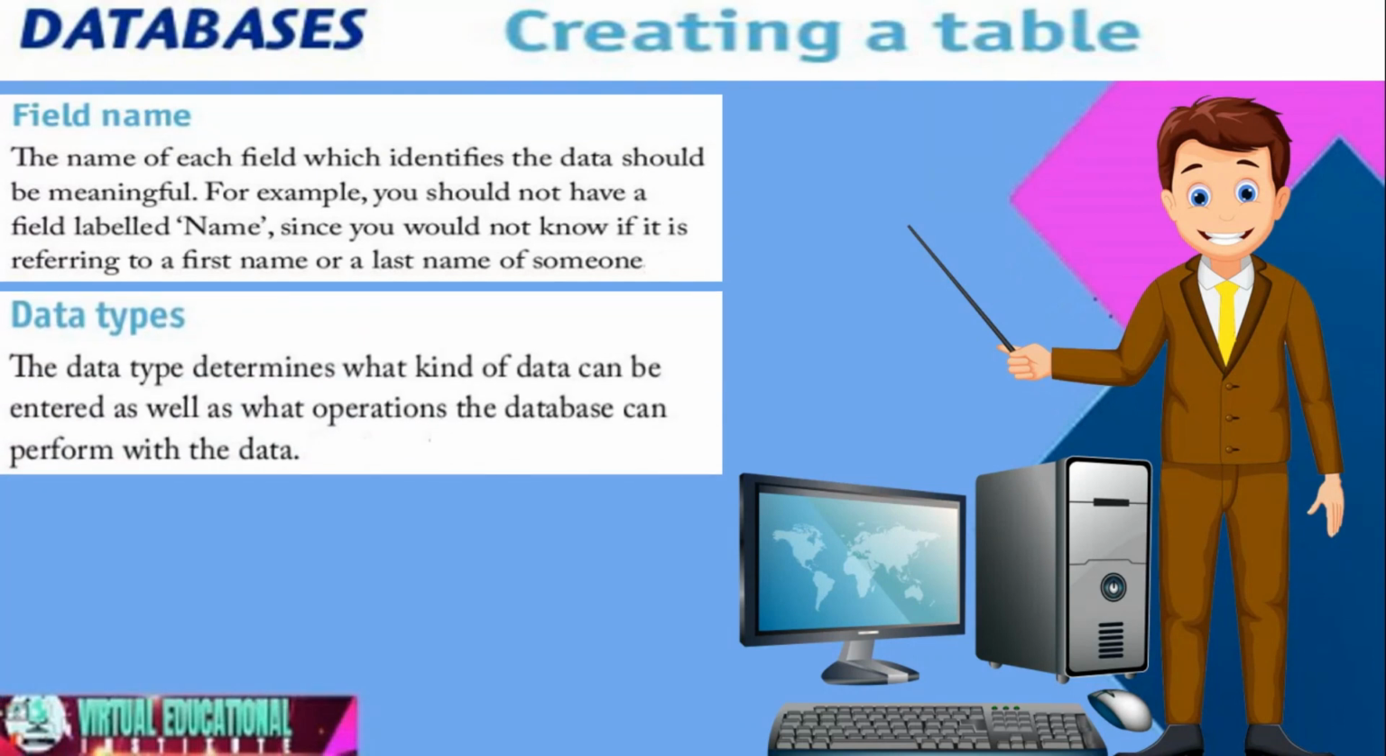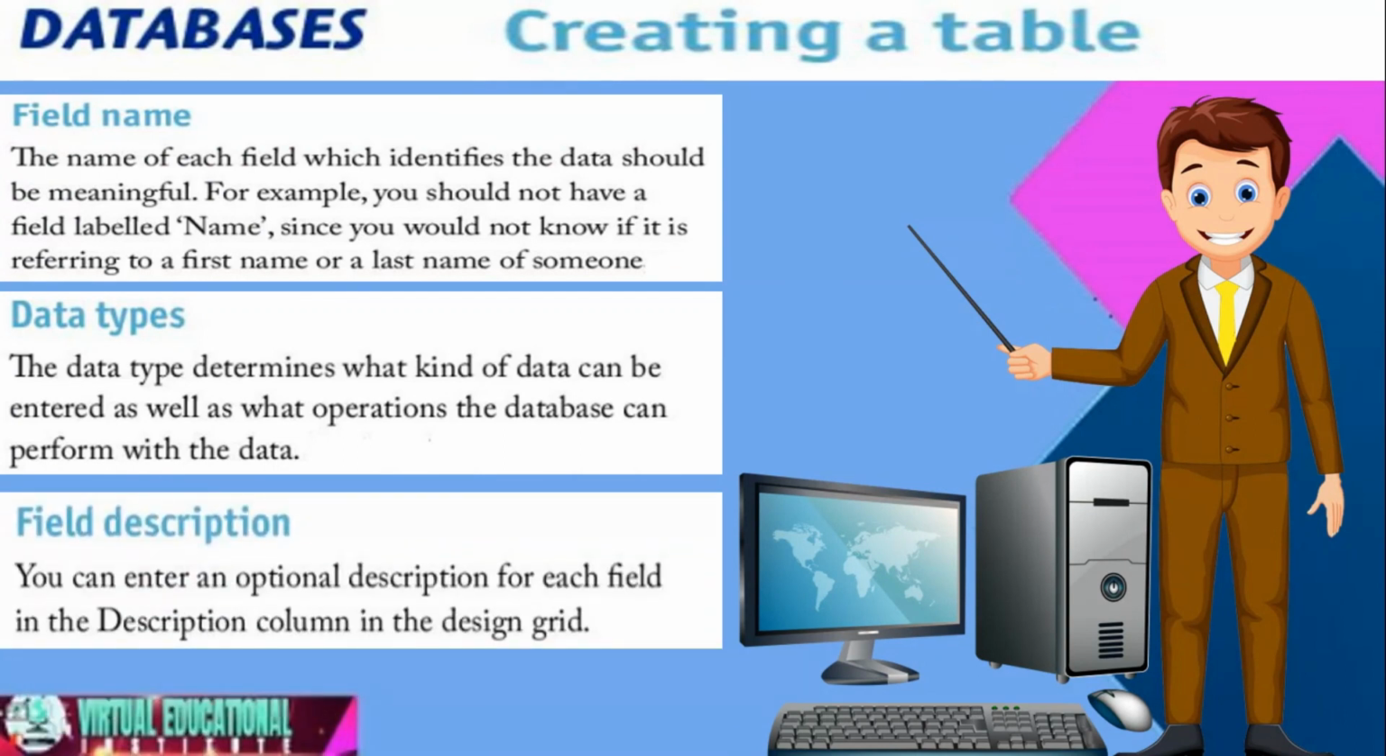The data type determines what kind of data can be entered, as well as what operations the database can perform with the data. Meaning, if you are going to perform, let's say, an addition operation on a particular data, and you set the data type for that field to be text, and you enter 24, the database will not allow a calculation to be done on that field because it is seen as text and not a number to carry the calculation.